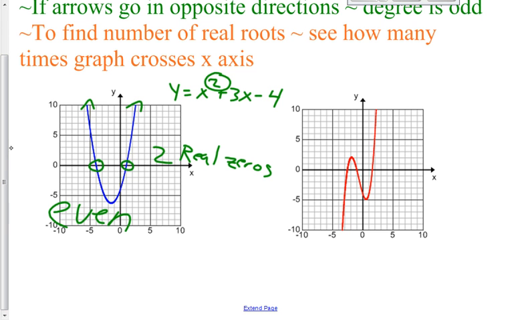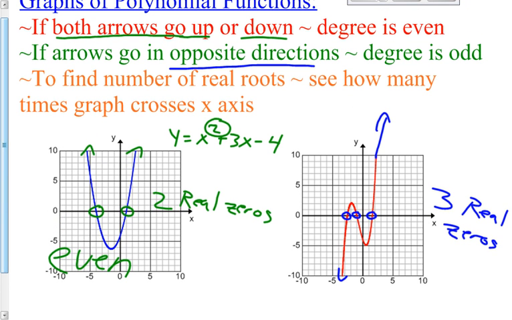If we look at this next one, how many real zeros are there? It crosses the x-axis here, here, and here. So this has 3 real zeros. If we look at this one, is it odd or is it even? This one is going down to negative infinity, and it ends up going up to positive infinity. When they go in opposite directions, this degree is odd. It's most likely going to be a cubic function. We don't know for certain, but we do know certainly that the degree is odd.